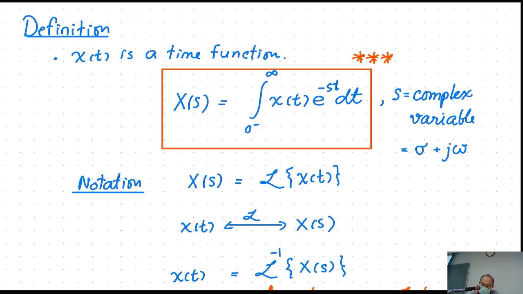Another thing is the variable s here is usually a complex variable. That means the value of s is a complex number, where we denote sigma as the real part of s and omega as the imaginary part of s. So that is the Laplace transform definition. This integral transforms from the time domain x(t) to the s domain X(s). And so we don't have to deal with x(t) anymore. We're going to be dealing with X(s), and that is hopefully a lot easier.